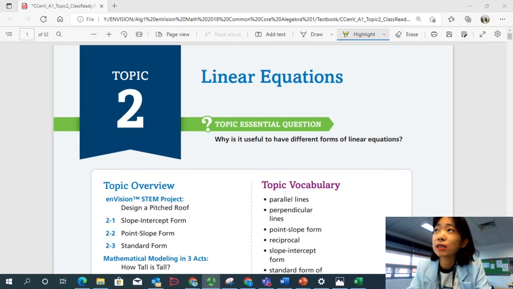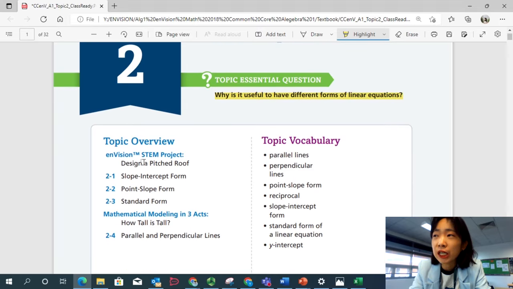Everyone, this is Algebra 1, Topic 2, Linear Equations. The topic essential question is, why is it useful to have different forms of linear equations? And it already tells you that we're going to have different forms of linear equations. And you get a hint that it's going to be useful. Let's look at the lessons here.